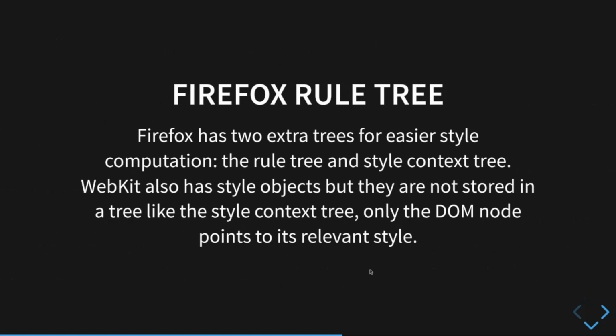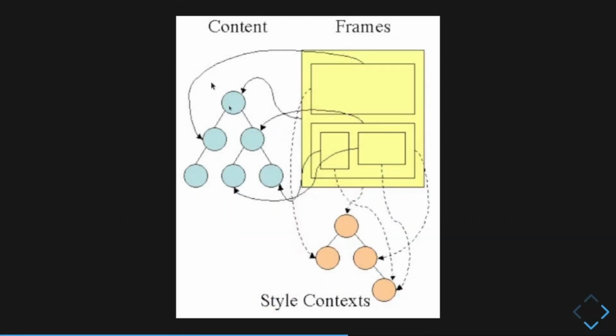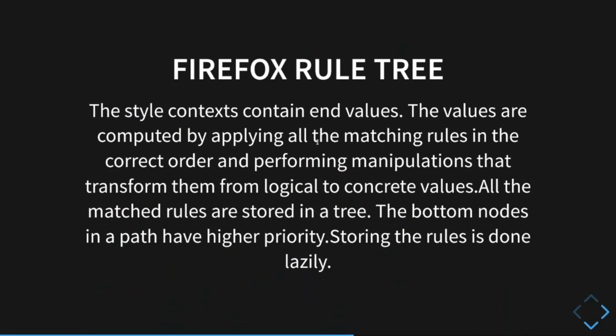Firefox rule tree. Firefox has two extra trees for style computation, the rule tree and the style context tree. It also has style objects, but they are not stored in a tree like the style context tree. Only the DOM node points to its relevant style. It describes how it works. We have a content and frames, and for each frame we have a style context. The style context contains end values. The values are computed by applying the matching rules in the correct order and performing manipulation that transforms them from logical to concrete values. All the matched rules are stored in a tree.